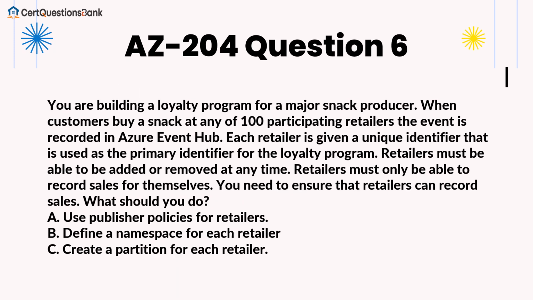You are building a loyalty program for a major snack producer. When customers buy a snack at any of 100 participating retailers, the event is recorded in Azure Event Hub. Each retailer is given a unique identifier that is used as the primary identifier for the loyalty program. Retailers must be able to be added or removed at any time. Retailers must only be able to record sales for themselves. You need to ensure that retailers can record sales.